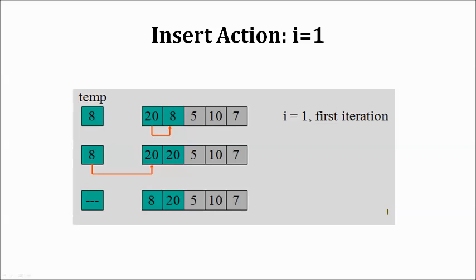So we have the first iteration here. The given data set is 20, 8, 5, 10, and 7. We are to compare the first two given values, which are 20 and 8. As you can see, 8 is less than 20 and 20 is greater than 8. That's why they swap their places.